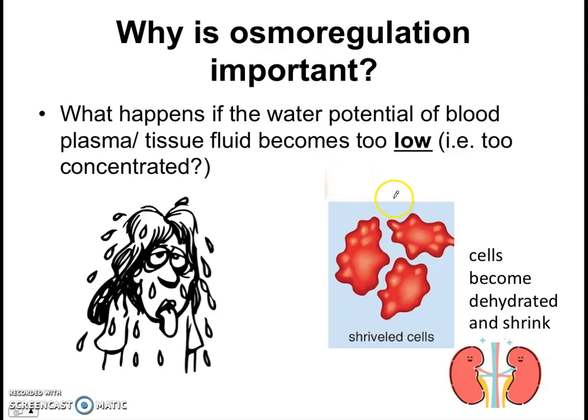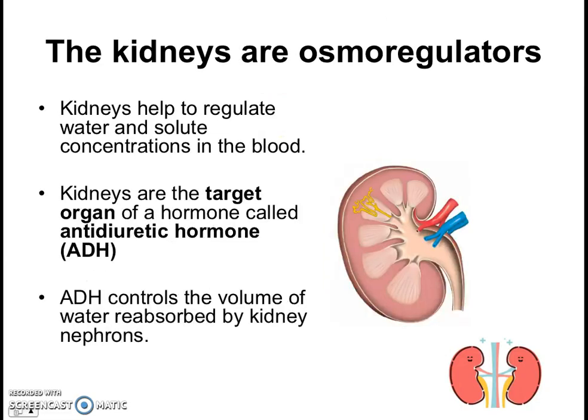So either way, it is not good for the water potential of your blood plasma to be too high, nor is it good for it to be too low. So your body tries to keep the water potential within a very narrow range, and that is osmoregulation. Now we saw in the previous video that the kidney plays an important role in excretion, right, in filtering the blood and in producing urine.